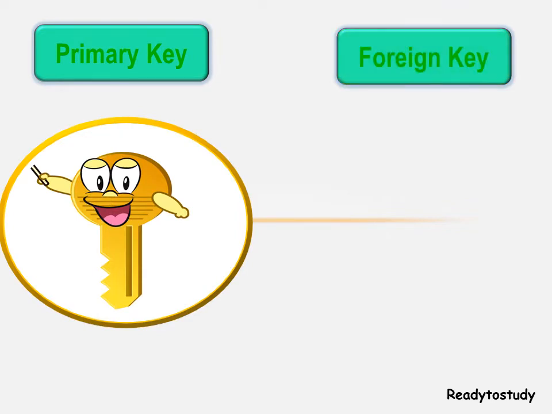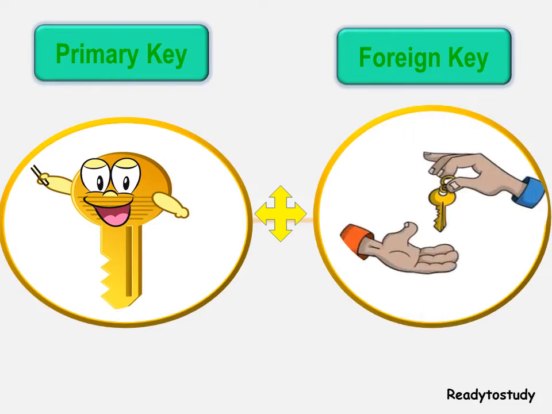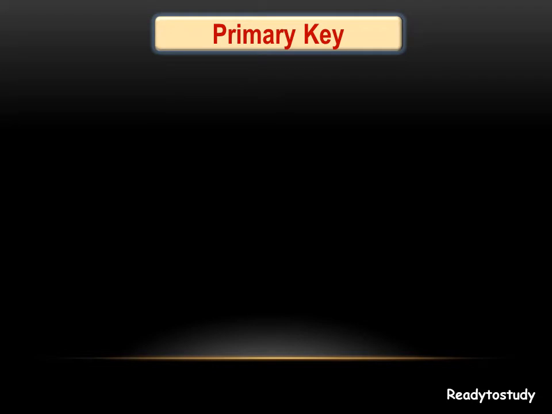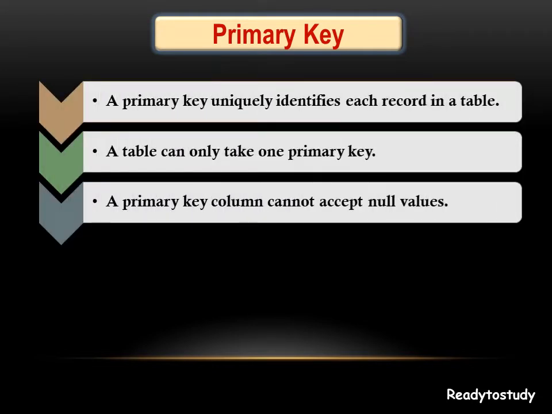Today we will learn primary key and foreign key. These are very important concepts of DBMS. Without primary key and foreign key, you cannot create a standard database. So let's start. Primary key uniquely identifies each record in a table.